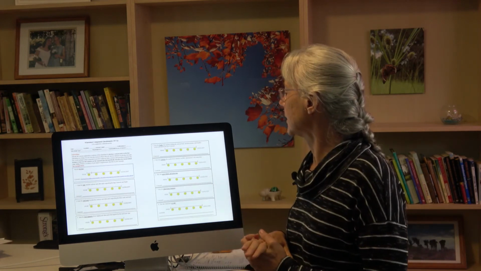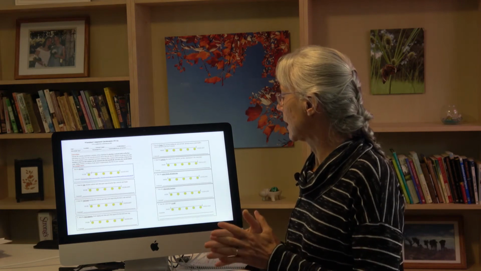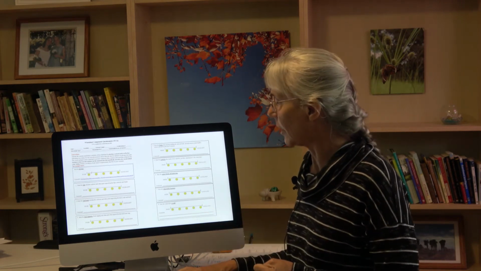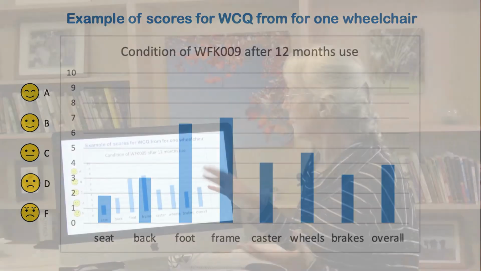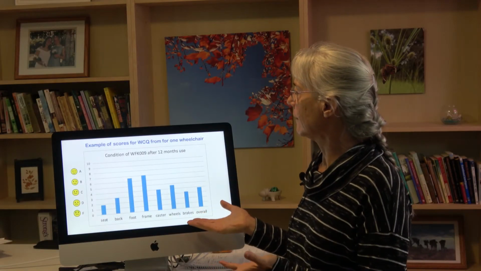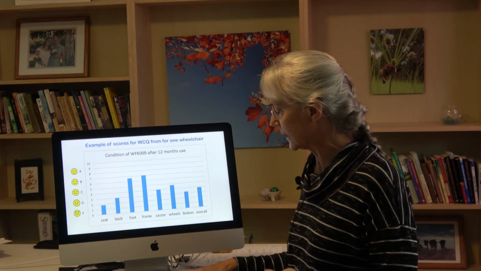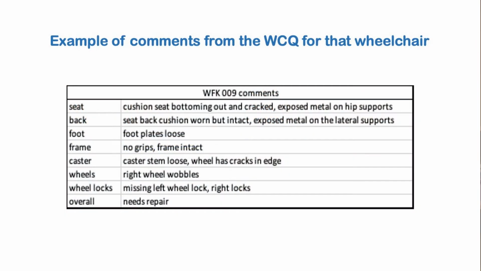Rate the main wheels and push rims. Rate the wheel locks and brakes and the wheelchair overall. Here's an example of scores from one wheelchair after 12 months of use. And as you can see, we've just stuck the numbers into Excel and generated the graph. So it's a visual. And here you can see that this wheelchair obviously isn't in great condition, but you don't exactly know why. And here's the comments.